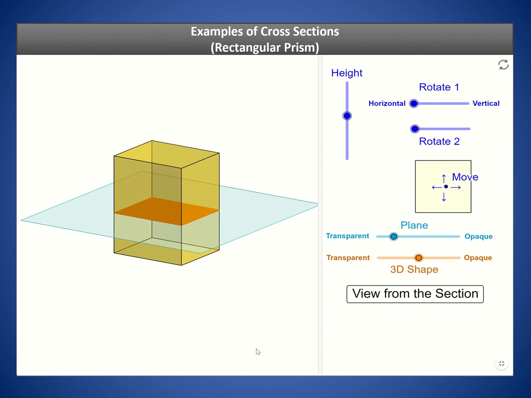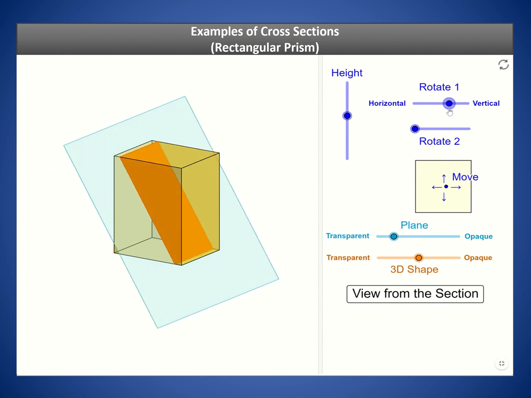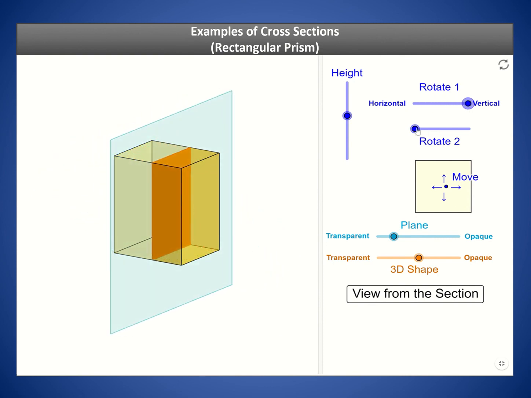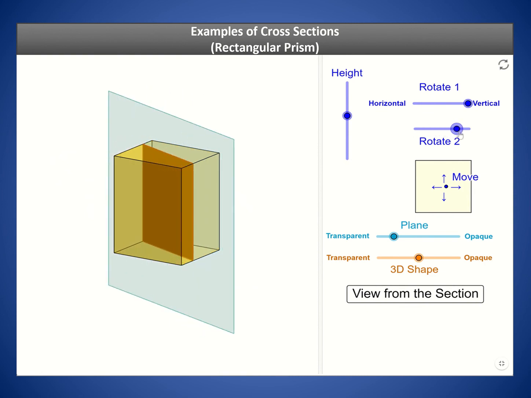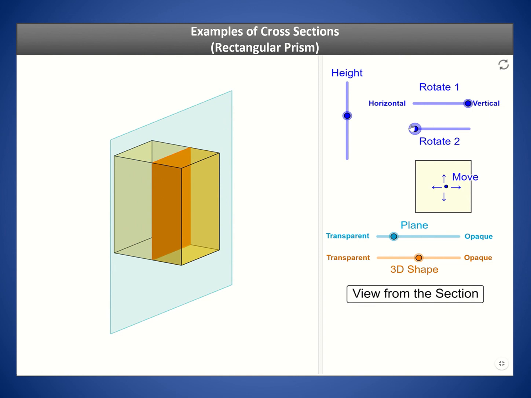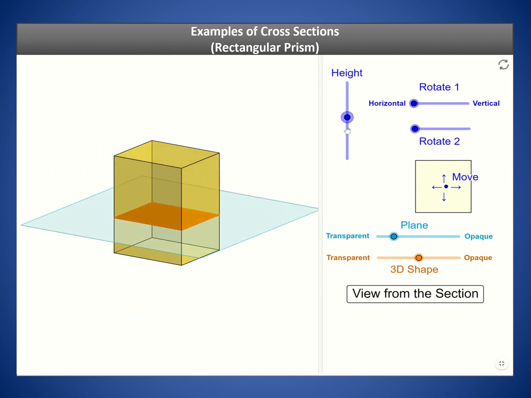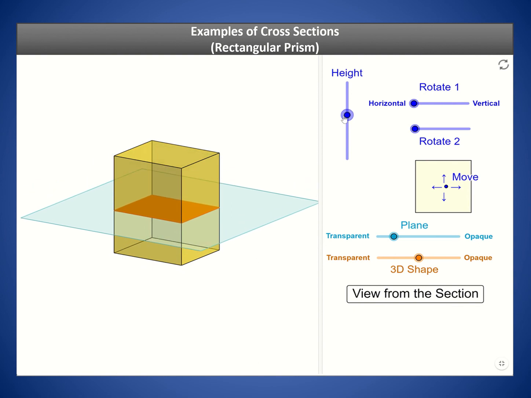All right, so let's look at some examples of cross-sections. We have here a rectangular prism, and we'll show you how each of the cross-sections looks when I rotate it, when I slice it in various ways. Here I'm rotating the plane so you can look at it. We still get a bunch of rectangles. Rotated the other way, we still get a rectangular cross-section, but with different dimensions. Then if I put it back to normal and adjust the height, it's still a rectangle throughout the entire length. So still rectangular cross-sections.